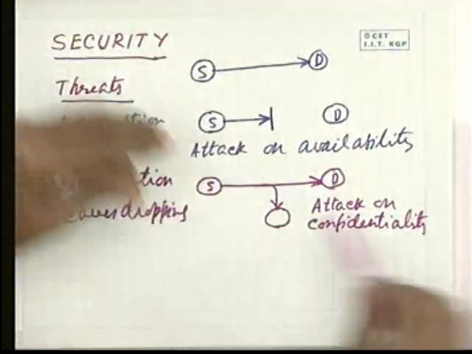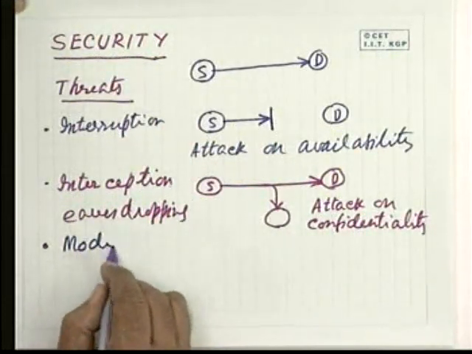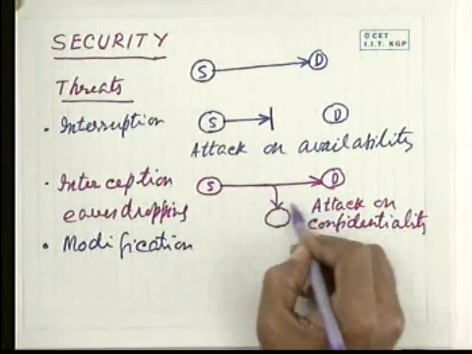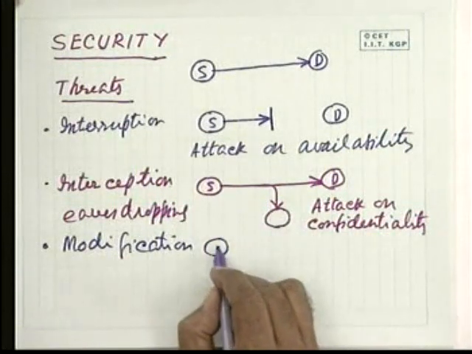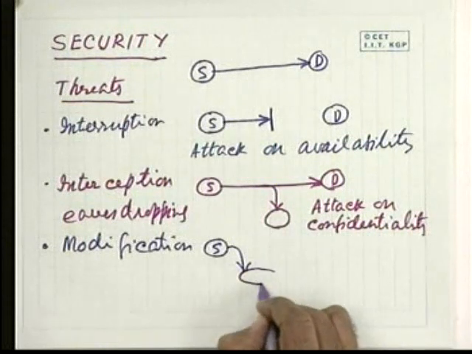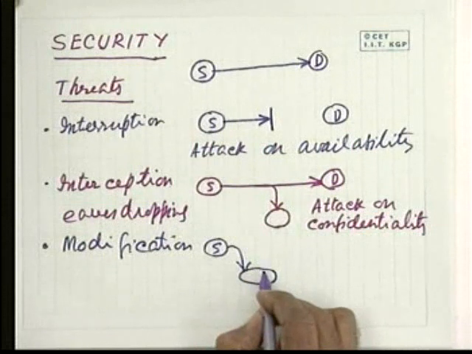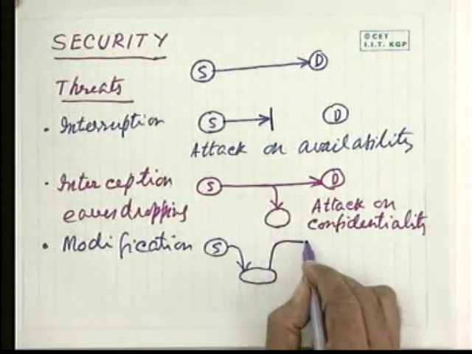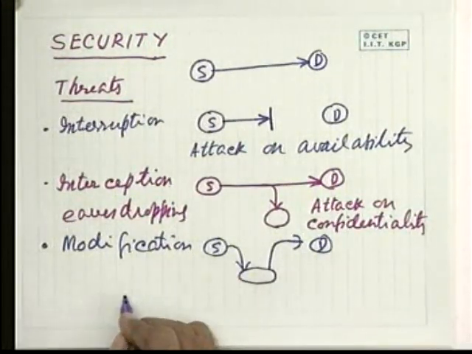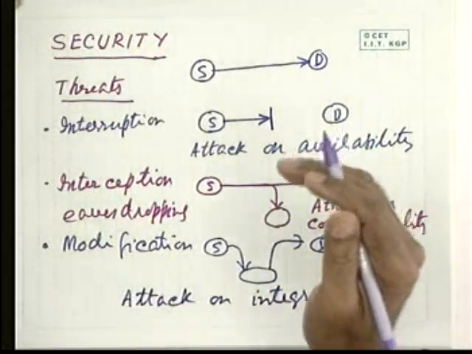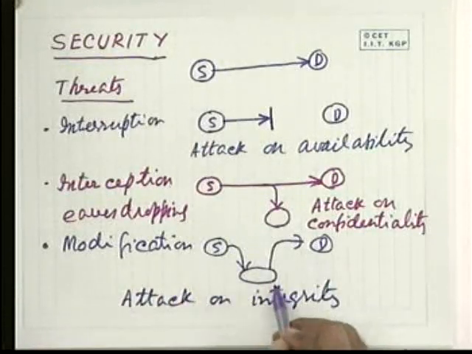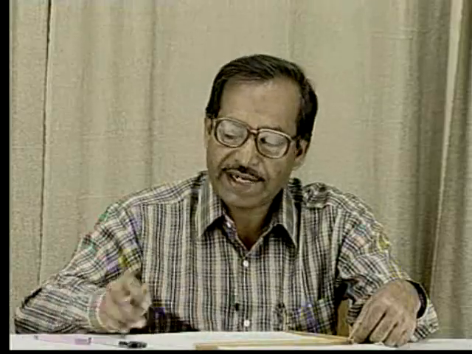The third type of threat is modification. In the previous case, there is no modification of the information being communicated from source to destination. But in this case, the source is sending the information, which is intercepted in between, and another agency modifies it and then sends it to the destination. So we can say that this is an attack on integrity. You want whatever information you are sending to reach the destination in unaltered form. But because of this modification by a third party, the integrity of the data is lost and incorrect data is received by the destination. So this is an attack on integrity.